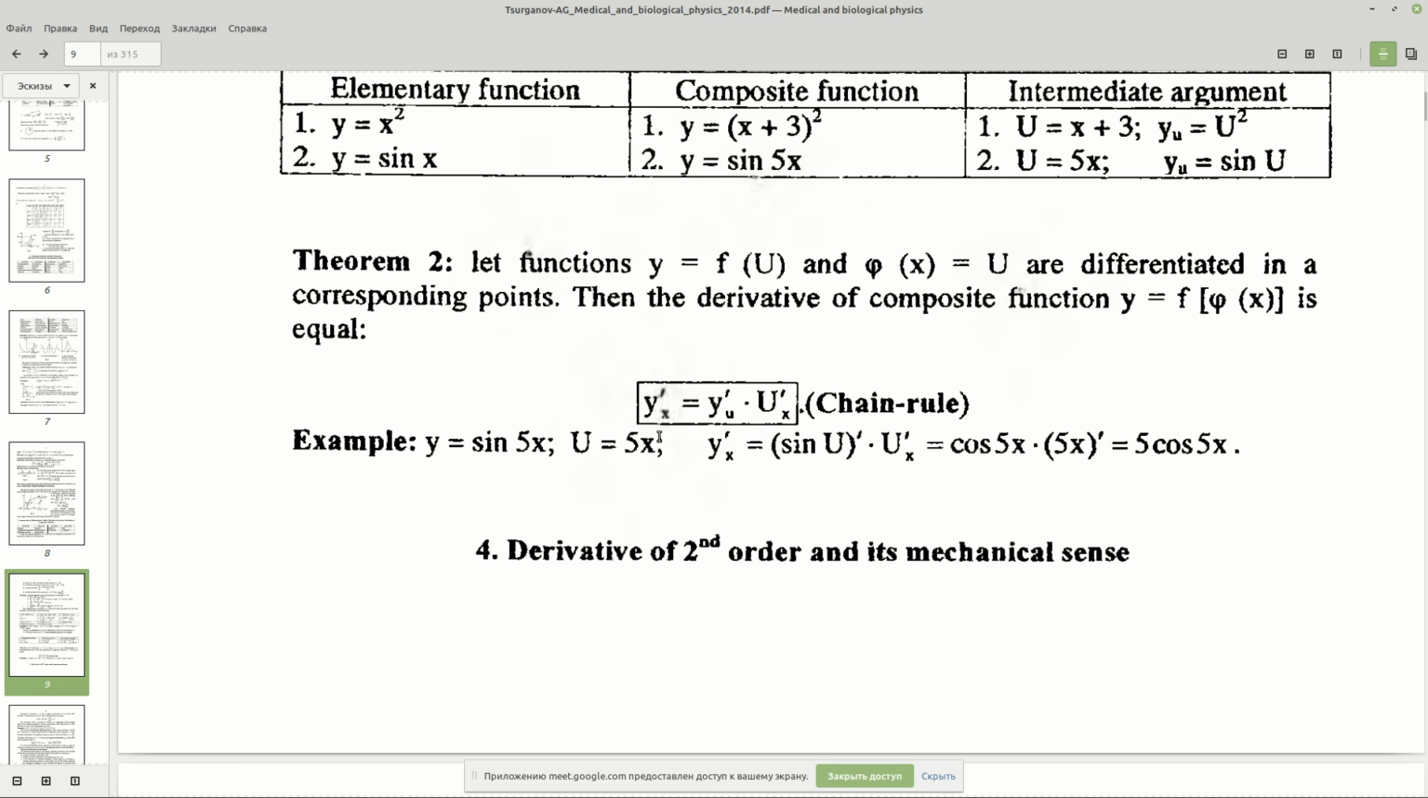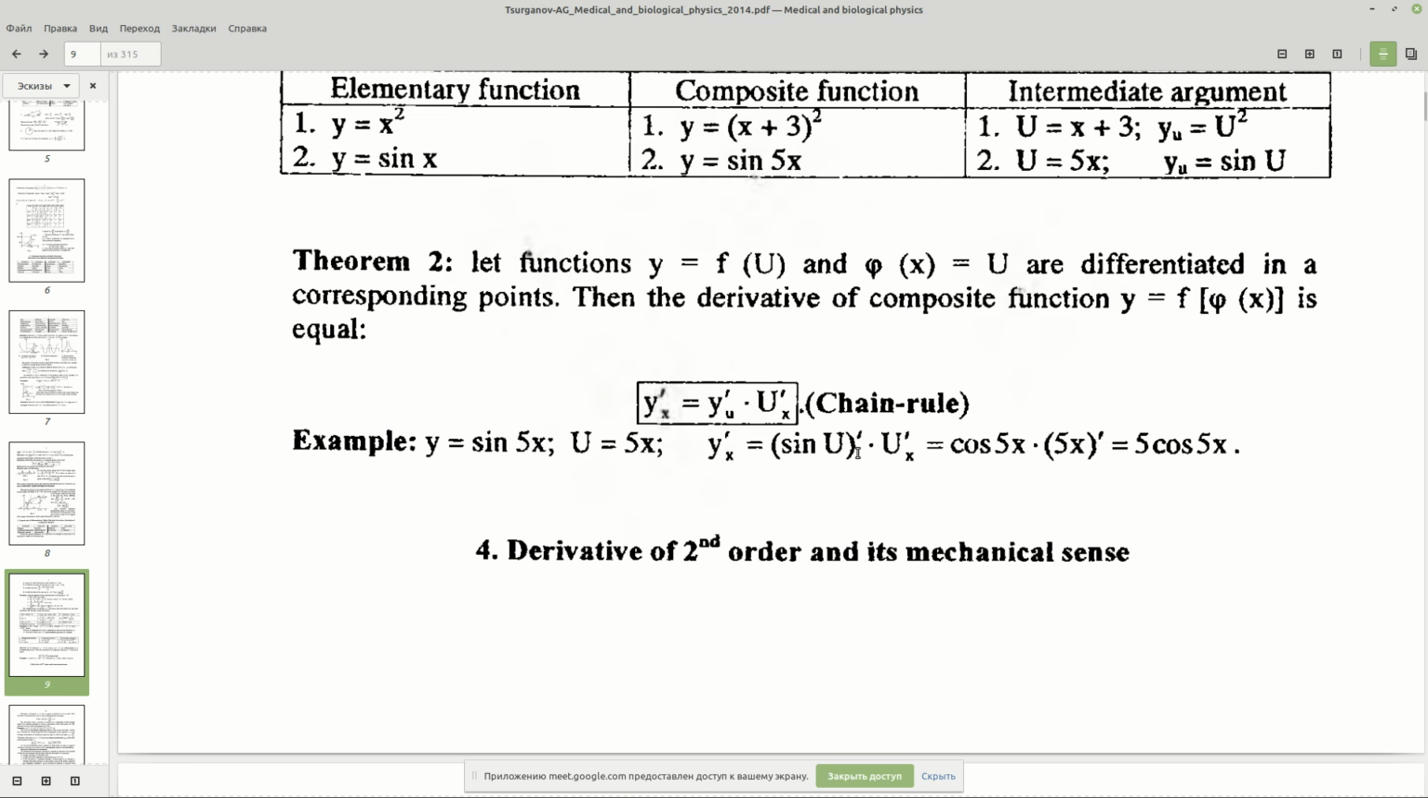Yes. So for example, sine 5x, where u equals 5x. The derivative of sine u will be cosine u, multiplying the derivative of u with respect to x. So the result will be cosine 5x multiplied by the derivative of 5x, and only 5 will remain: 5 cosine 5x.